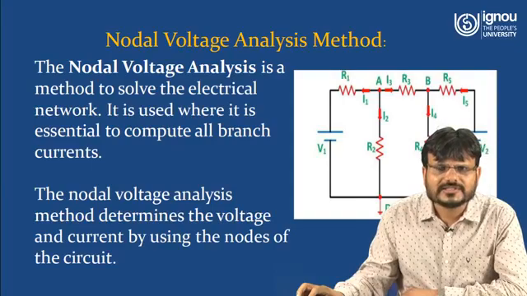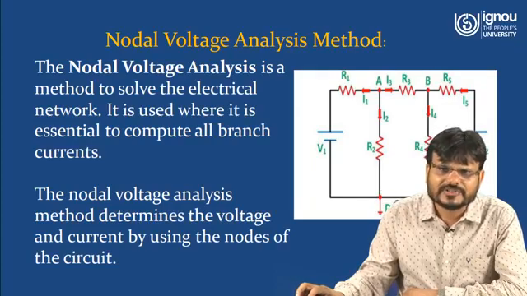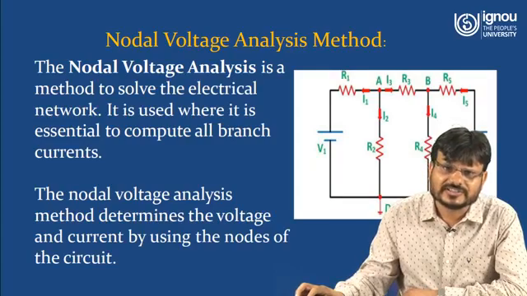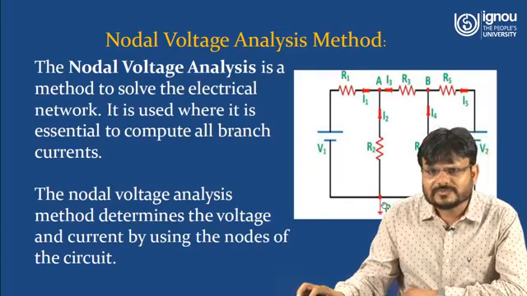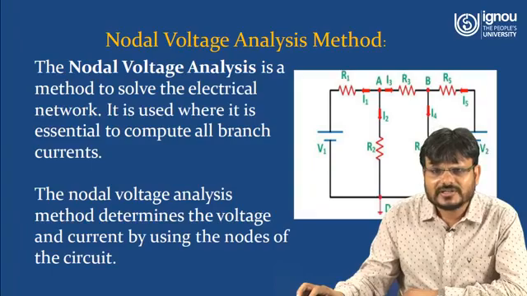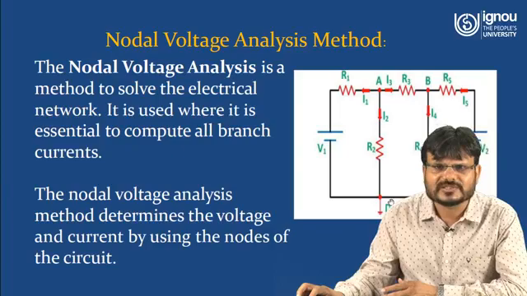So here you can see there is one node A, another node B, and node C and D are basically at the same potential, or you can say it is a reference node. So the potential of node D is equal to the potential at node C. Suppose it is denoted as V suffix D and this is denoted as V suffix C. So V suffix C is equal to V suffix D.